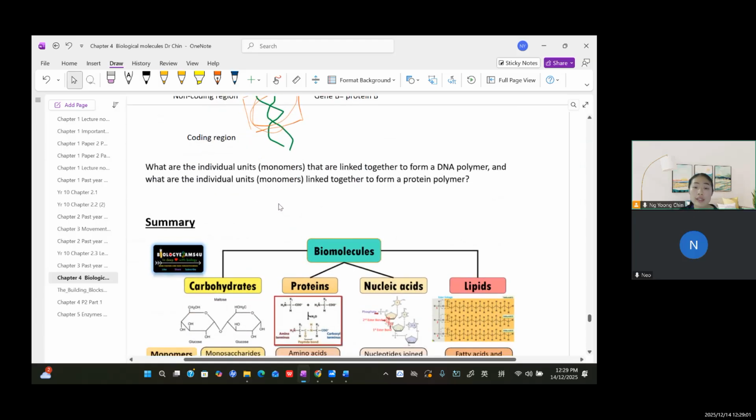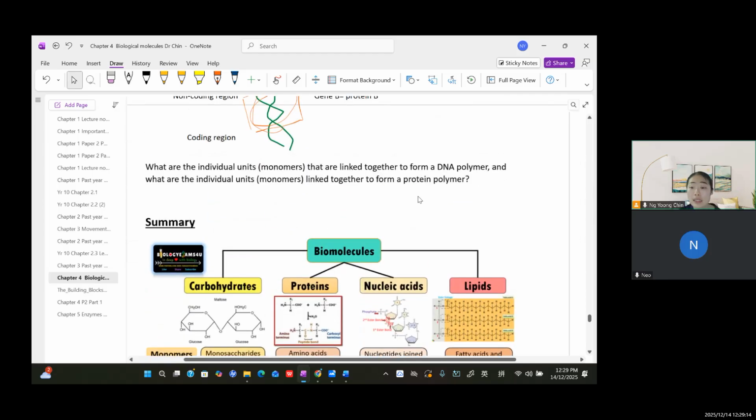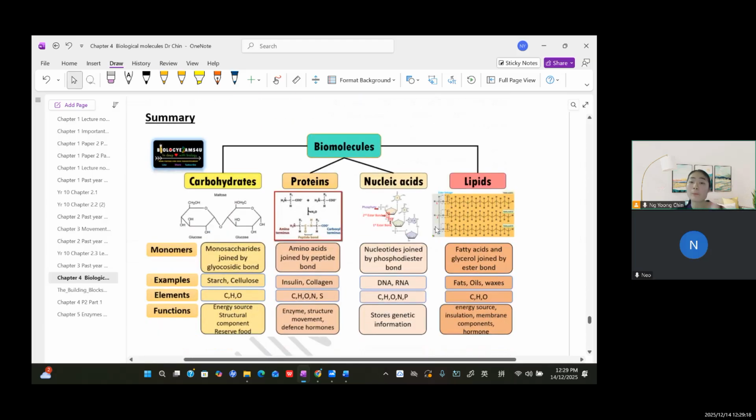And then for this one, what are the individual units that are linked together to form a DNA polymer? What is the monomer that forms the DNA polymer? Your answer is nucleotides? Yeah, nucleotide, correct. Then how about protein? It is an amino acid. Yeah, well done. So we have already finished talking about biological molecules.